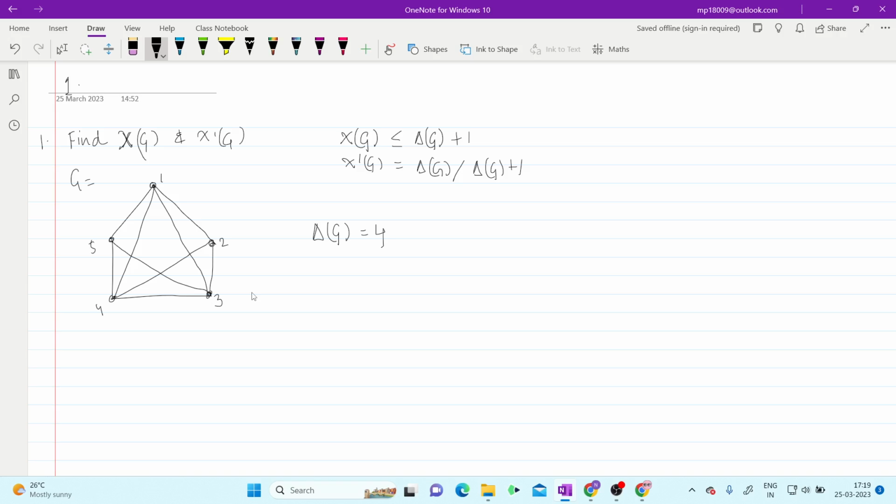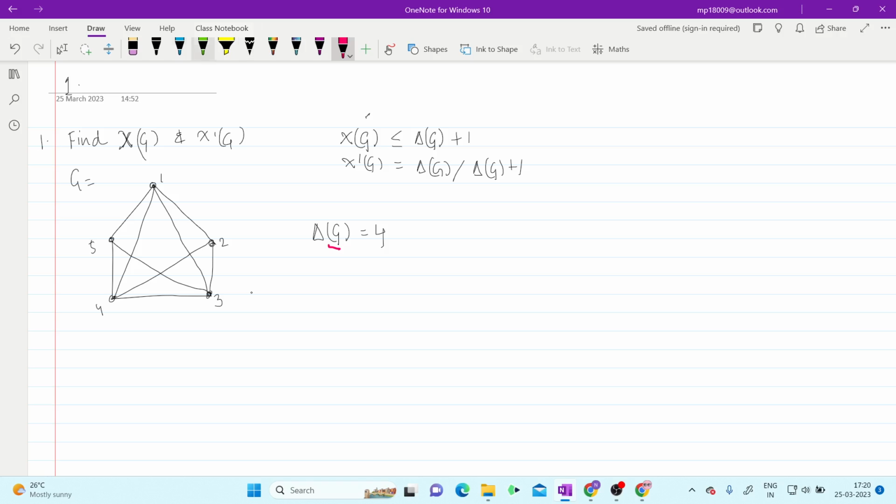So first of all, if you want to compute the chromatic number, what will be the chromatic number for this graph? 4. Okay, why will it be 4? We need 4 colors to color the vertices. Yes, you're right, we need at least 4 colors to color these vertices.